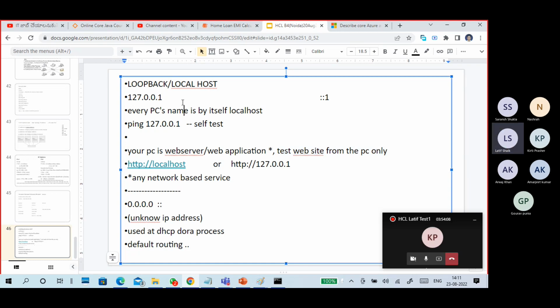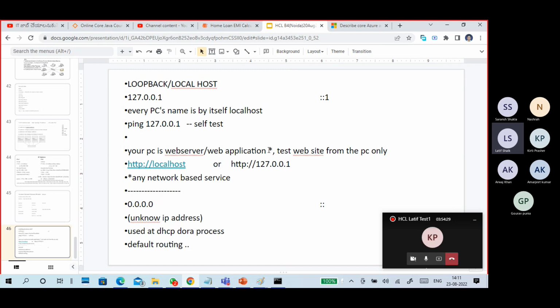And also in the network, in IPv4 we don't use 0.0.0.0. Also we don't use it. Unknown IP address means unknown IP address. In IPv6 the meaning is colon colon. Okay, so of course we use this for default routing and all.